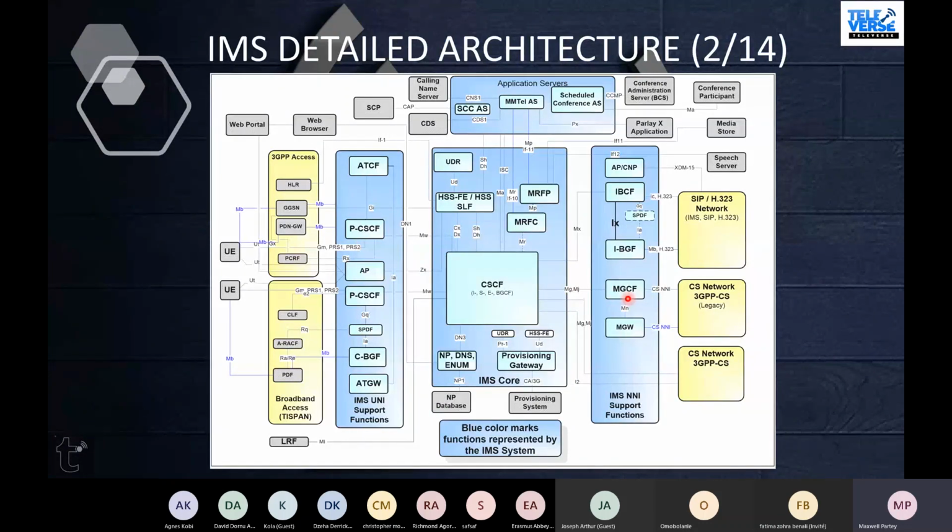The MGCF is the part which controls the call towards the CS core network. And then it also controls the media gateway in order to set up the resources for the call. So that is what, when we talk about the CS or the PSTN gateways, one of the gateways is the MGCF and then the media gateway.